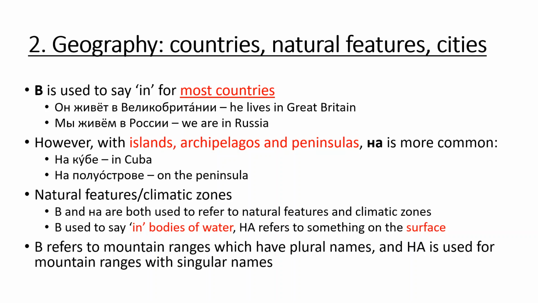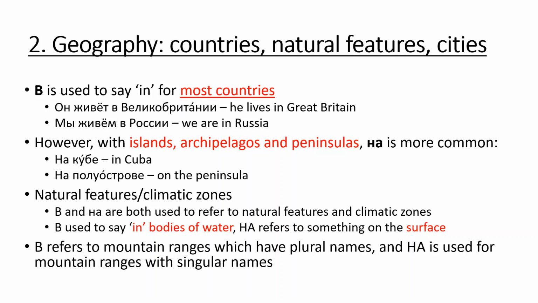So na Kubie, in Cuba, or na Poloostrovie, on the peninsula. And then we have natural features and climatic zones. So this is a bit trickier because it's not always clear what rule is governing whether to use v or na. I haven't been able to find any rule really that distinguishes the nouns, as we'll see in a table that I've put out in the next slide.